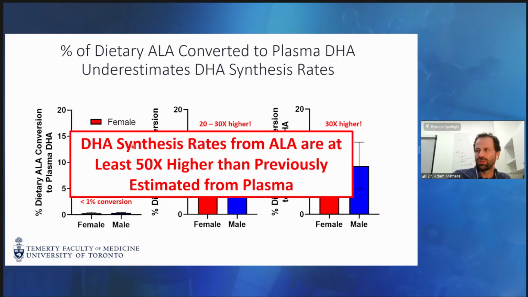So the conclusion from this is that DHA synthesis rates from ALA are at least 50 times higher than previously estimated from plasma, at least in this mouse model. And it doesn't necessarily mean that DHA synthesis rates aren't still low. They're just not nearly as low as what we might have thought previously.